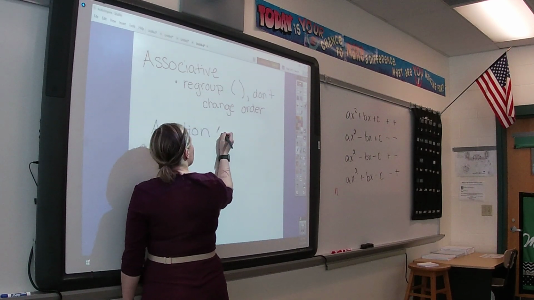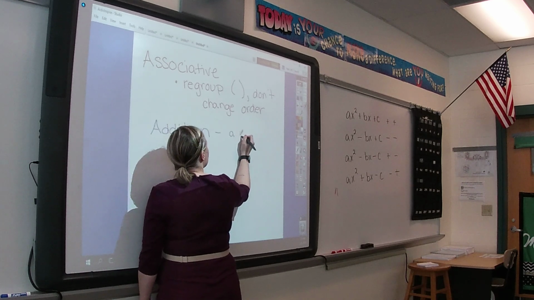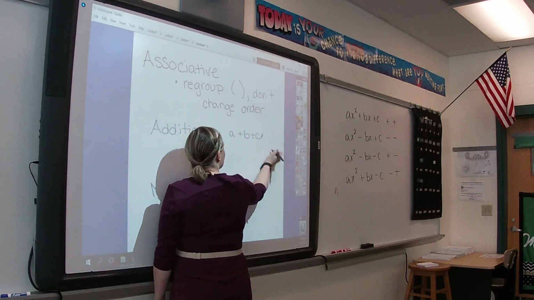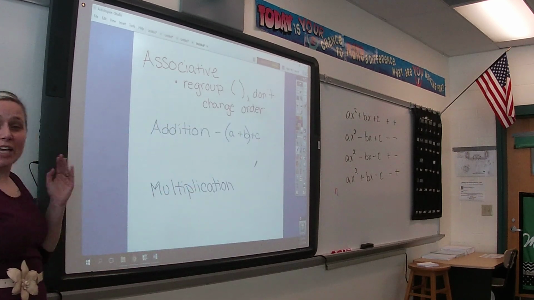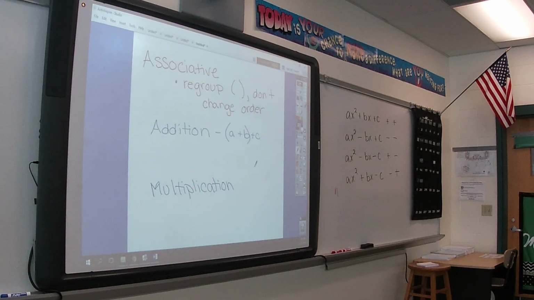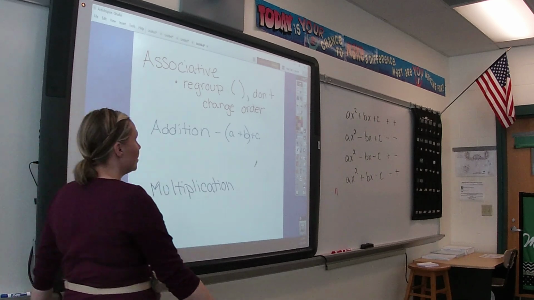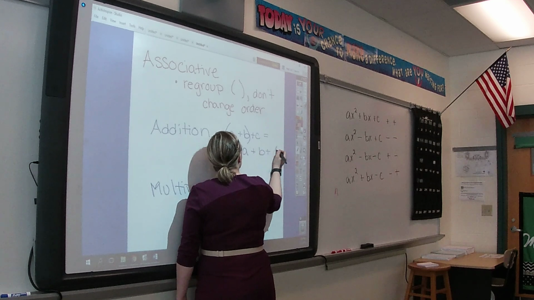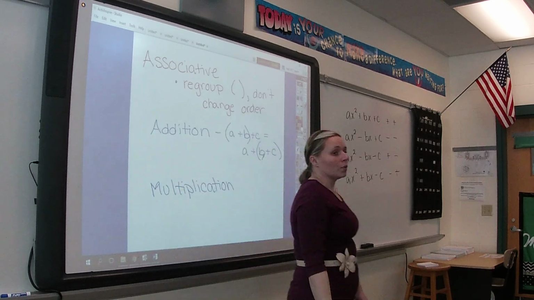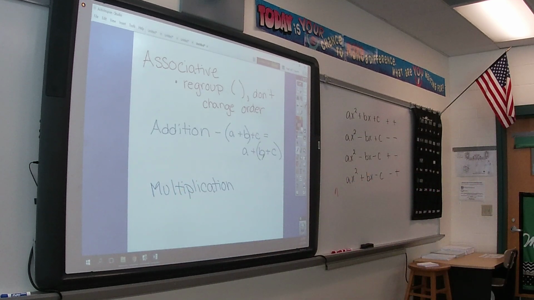Okay, so this says if we have something like A plus B plus C, we could choose to add A plus B and then add C to it, or we could choose to add B plus C first and then add A to it.